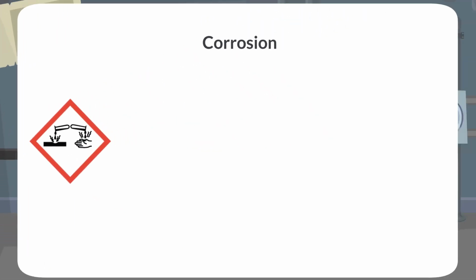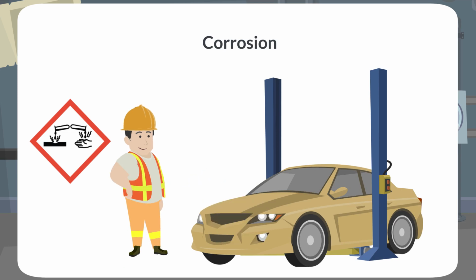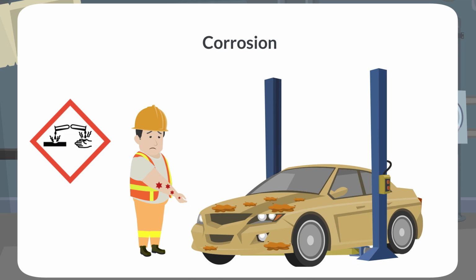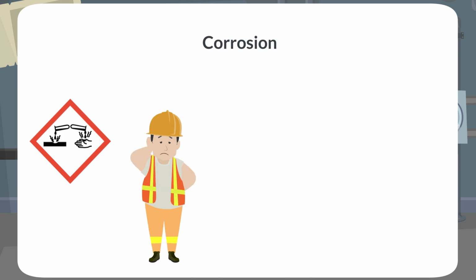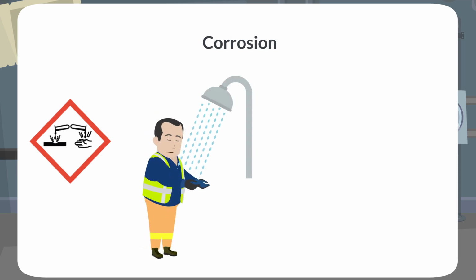The corrosion pictogram means that the product is corrosive. It can damage metal and is very dangerous if it comes into contact with skin and eyes. If you inhale or swallow a corrosive product, it can burn your nose, throat, or stomach. You must therefore avoid contact with skin and eyes, wear appropriate PPE, and rinse thoroughly with water in the event of contact.